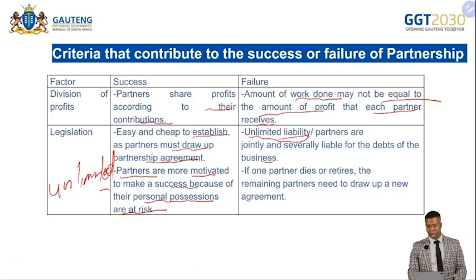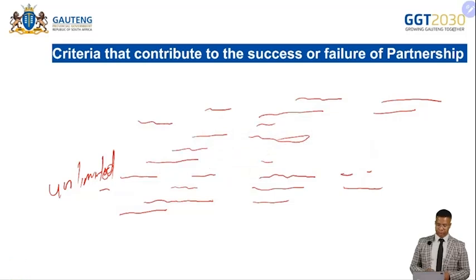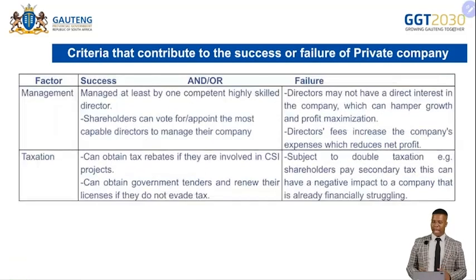partnership as a business. And if one partner dies or retires, the remaining partners need to draw up a new partnership agreement so that they have new terms, because the other partner is no more or has retired from the business. Then we look into now a private company. What are the success and failures of a private company?